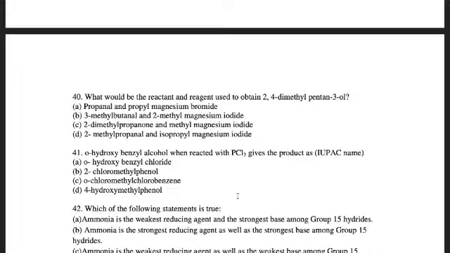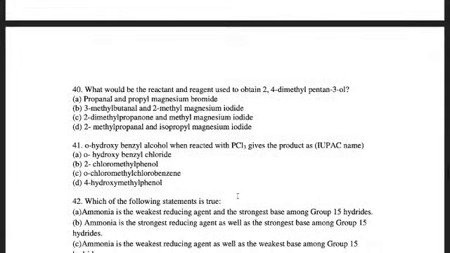Question number 41. o-Hydroxybenzyl alcohol when reacted with PCl3 gives the product. IUPAC name: A. o-hydroxybenzoyl chloride. B. 2-chloromethylphenol. C. o-chloromethylchlorobenzene. D. 4-hydroxymethylphenol. Correct. The answer is option B, 2-chloromethylphenol.